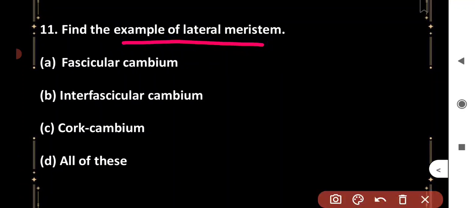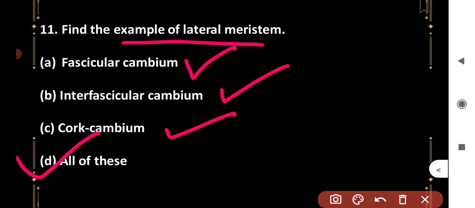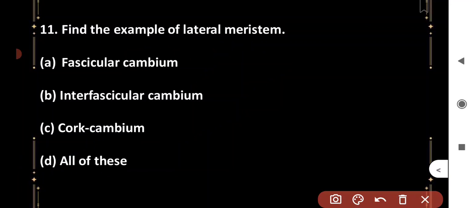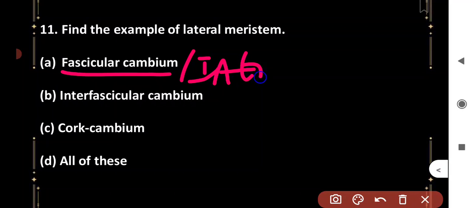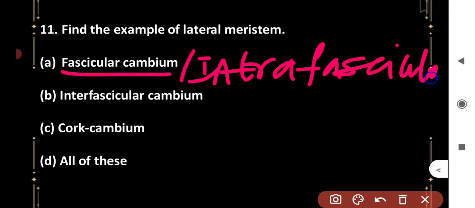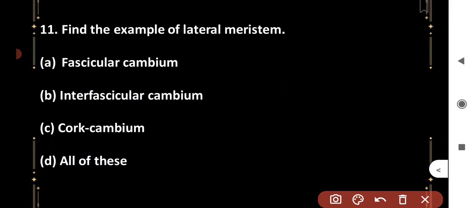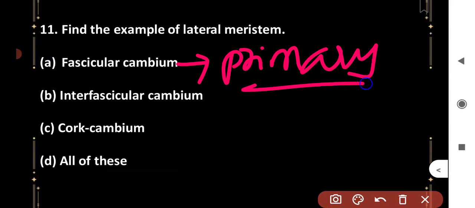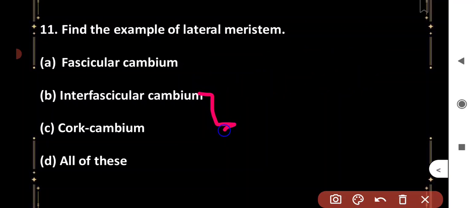Next, find the example of lateral meristems. In the previous question I said fascicular cambium, interfascicular cambium, cork cambium. So all of these are the correct option. One thing you need to know is fascicular cambium is also called intrafascicular cambium. It is a primary meristem. These two are secondary meristems.